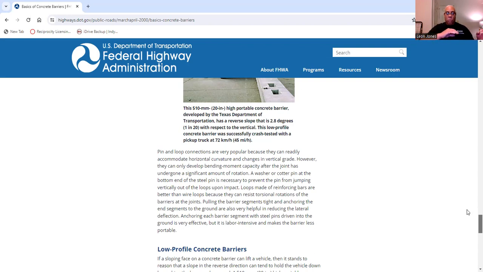When it comes time to pull the barrier segments tight, they can be anchored to the ground with bolts, particularly the aluminum barriers. So, as I continue, pulling barrier segments tight and anchoring the end segments to the ground are very helpful in reducing the lateral deflection. Anchoring each segment of the barrier with steel pins driven into the ground is very effective. But again, somebody has to get paid to do that work, and it is very labor intensive, and it makes the barrier less portable.